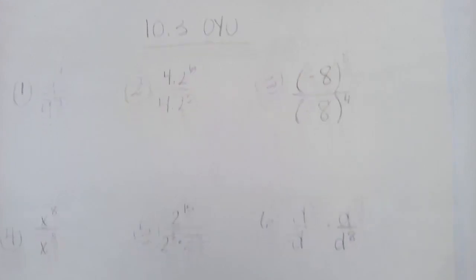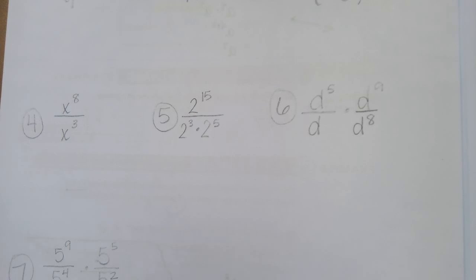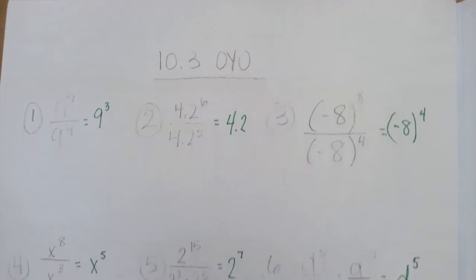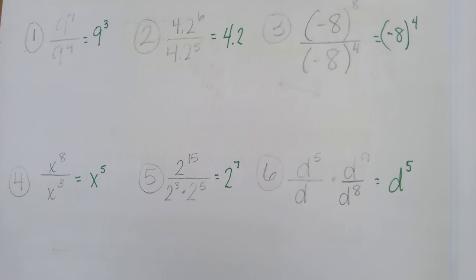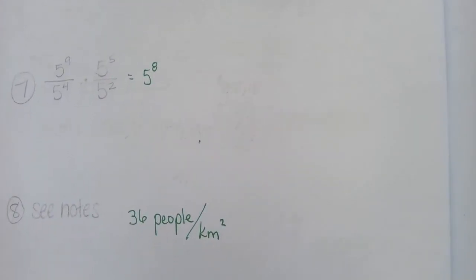So if you would turn the page and do these on your own problems now, go ahead and pause, work on those, and then the answers will be on the screen in just a minute. Okay, go ahead and check your on your own. Make sure that number 3, the -8 is in parentheses. If it's not, it would be wrong. Number 4, 5, and 6. And 7. And then there's your answer for 8.